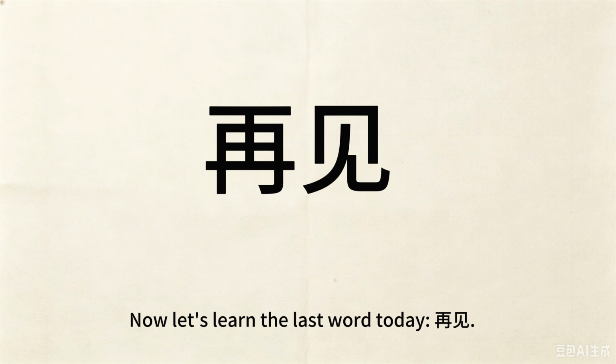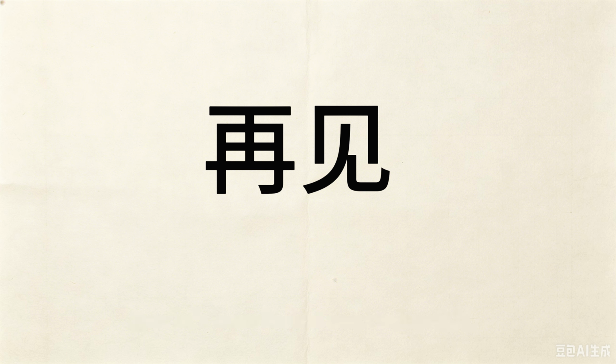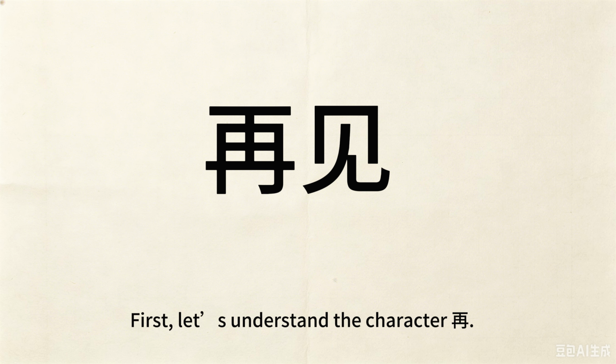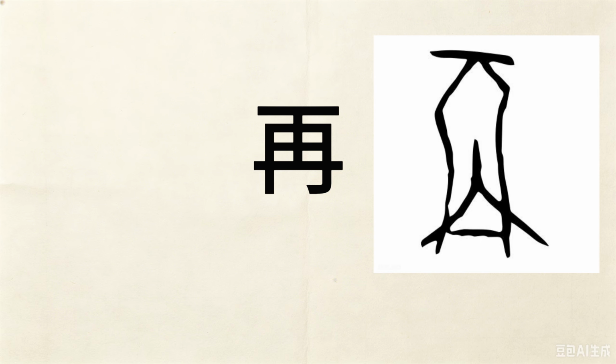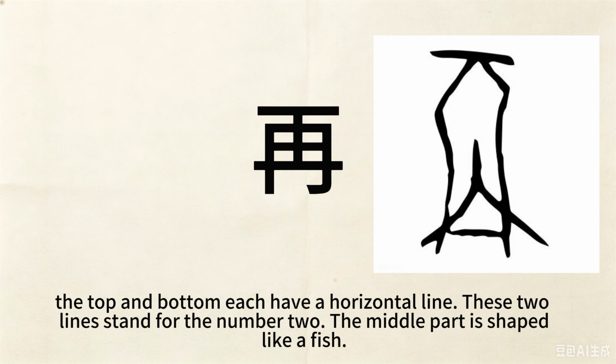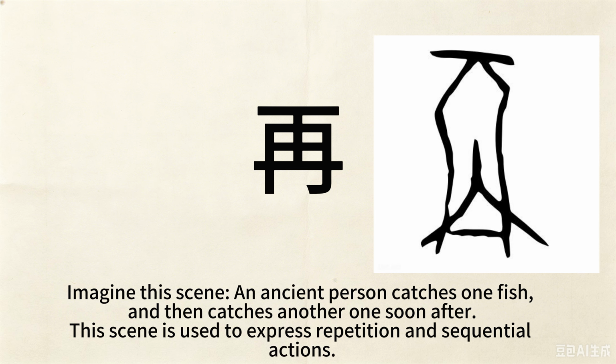Now let's learn the last word today, 再见. First, let's understand the character 再. Let's first look at the ancient form of this character. The top and bottom each have a horizontal line. These two lines stand for the number 2. The middle part is shaped like a fish. Imagine this scene. An ancient person catches one fish and then catches another one soon after. This scene is used to express repetition and sequential actions.